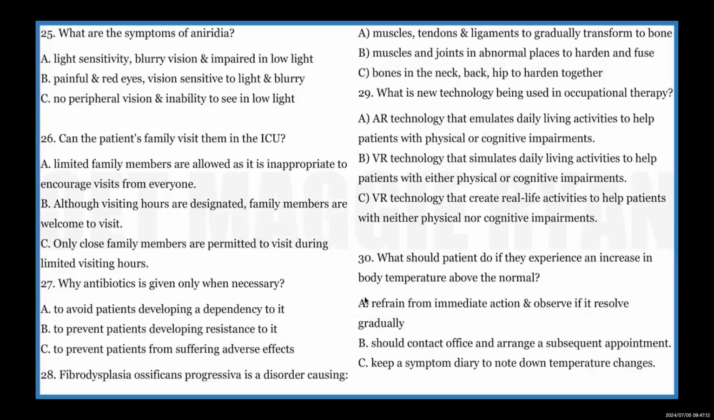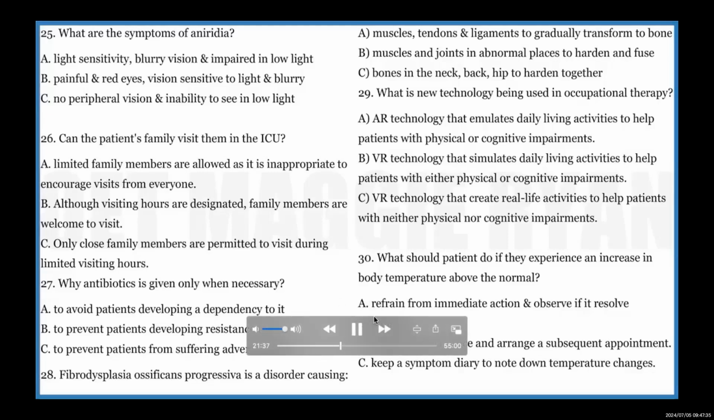Hi, can you tell me more about fibrodysplasia ossificans progressiva? I have heard it's a really rare condition. Yes, that's right. Fibrodysplasia ossificans progressiva is a genetic disorder that causes muscles, tendons, and ligaments to gradually turn into bone. It is also known as stone man syndrome and affects only about 1 in 2 million people, so it's very rare.